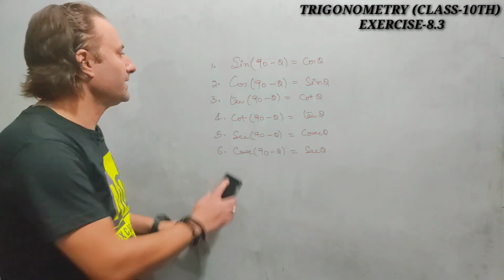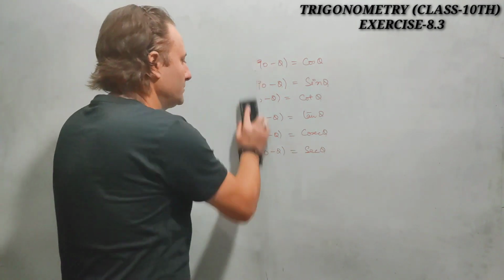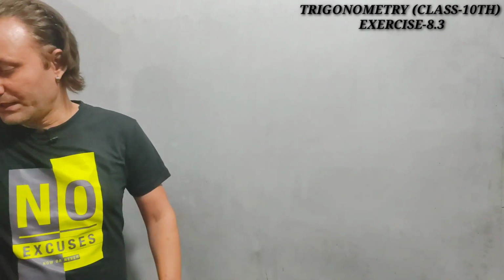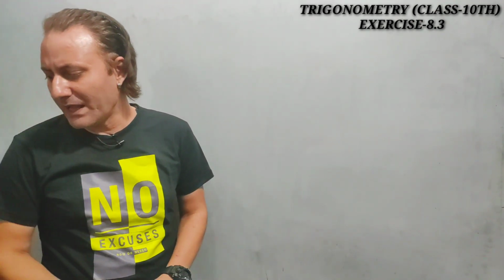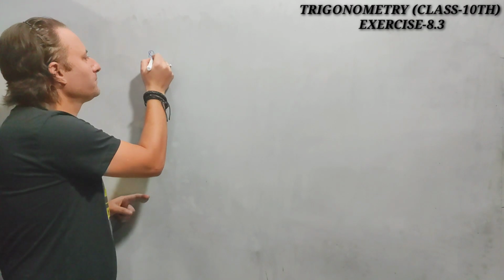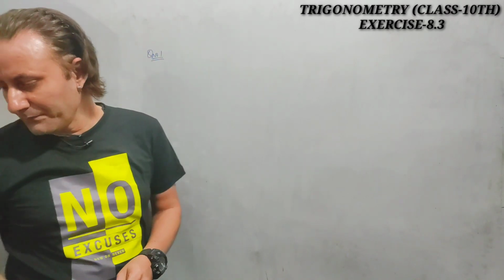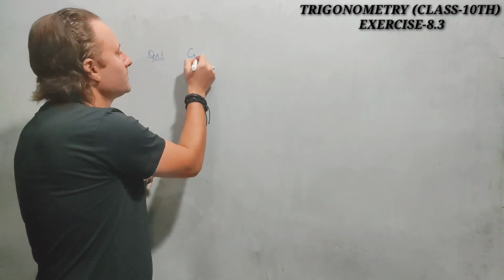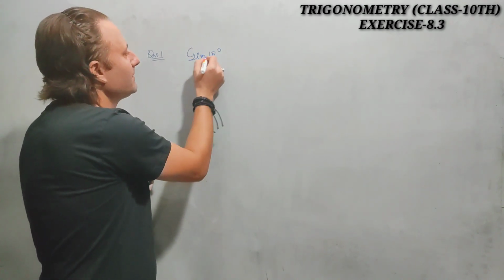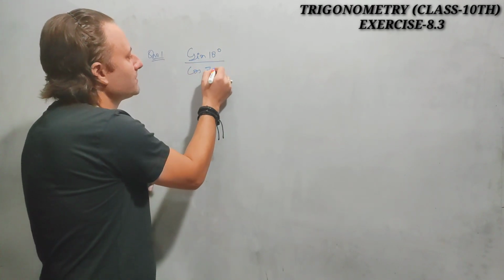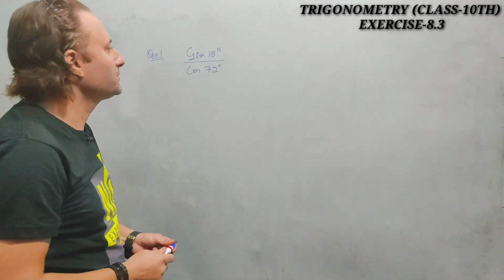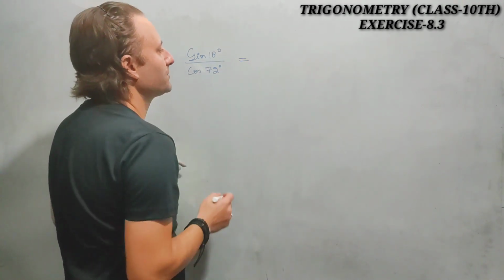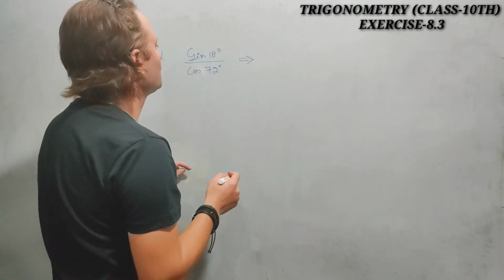Now let me go ahead and start with the questions. The first question, question number 1, says evaluate sine 18 degree upon cos 72 degree. Sine 18 degree upon cos 72 degree. In this particular question, we will just use the formulas as I just said.